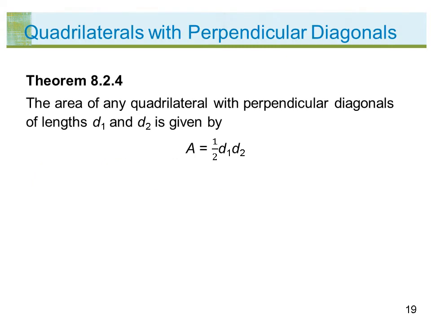Theorem 8.2.4. The area of any quadrilateral with perpendicular diagonals of lengths D sub 1 and D sub 2 is given by capital A equals 1/2 D sub 1 times D sub 2.